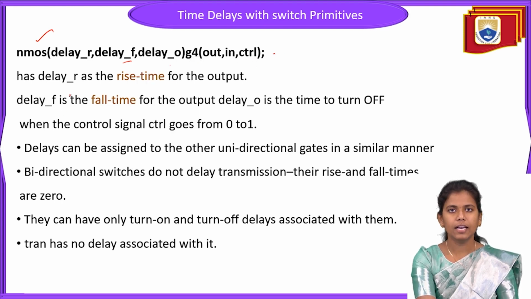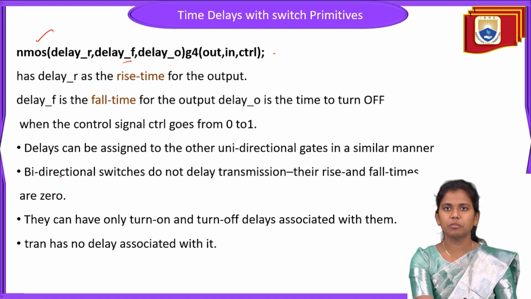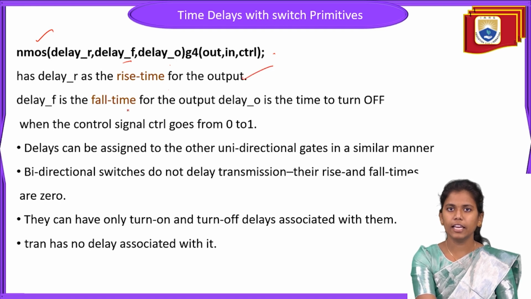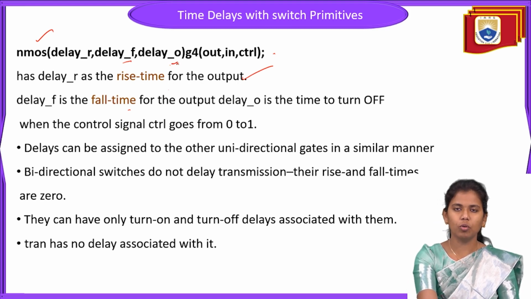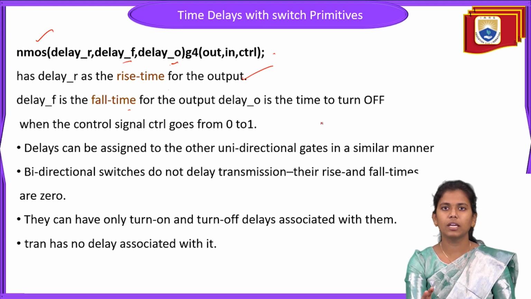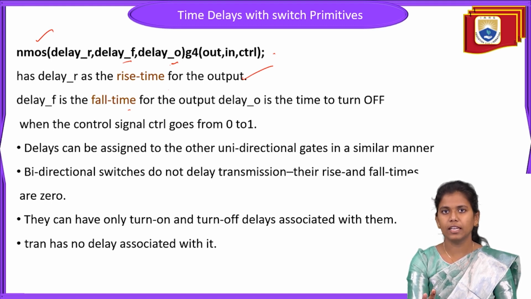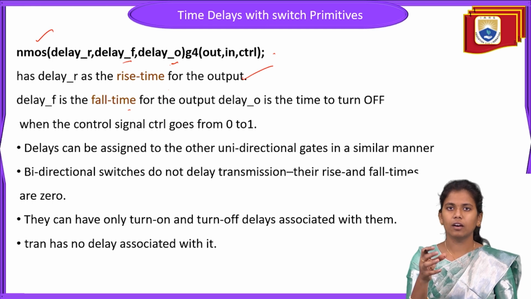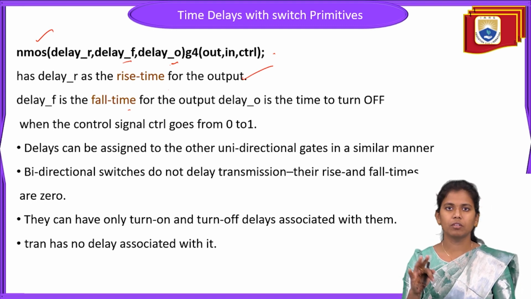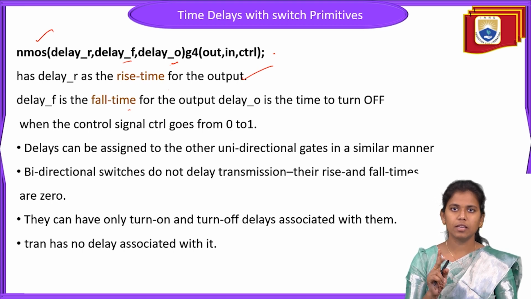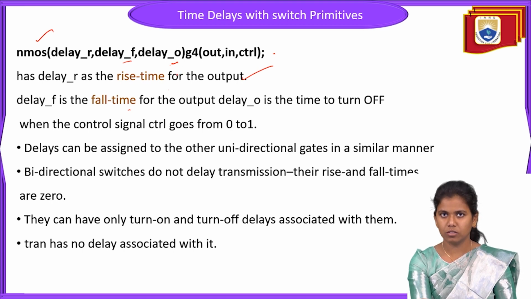Here delay R means the rise time for the output, and delay F is nothing but the fall time for the output. And delay O is nothing but the turn off time. So totally 3 different types of delays we can easily accommodate or associate with that particular signal. In this NMOS transistor switch, we have come across 3 delays: rise time, fall time and the turn off time.